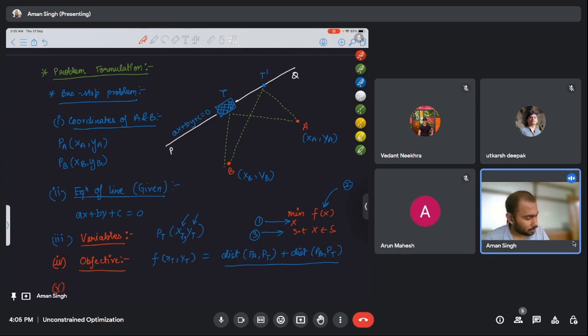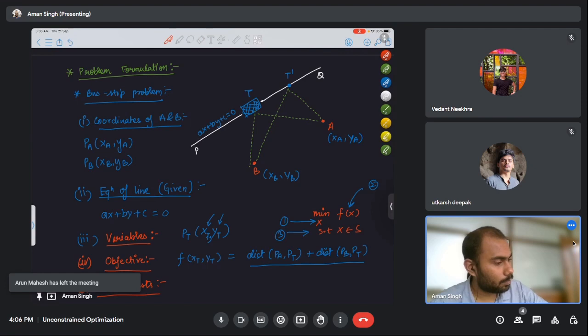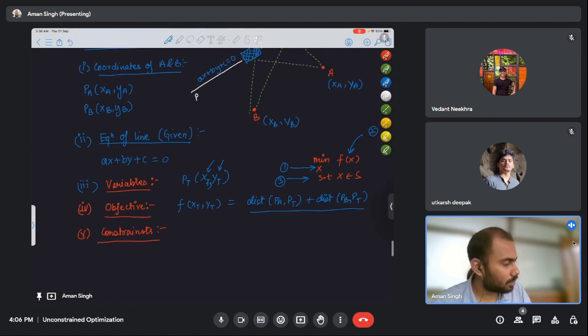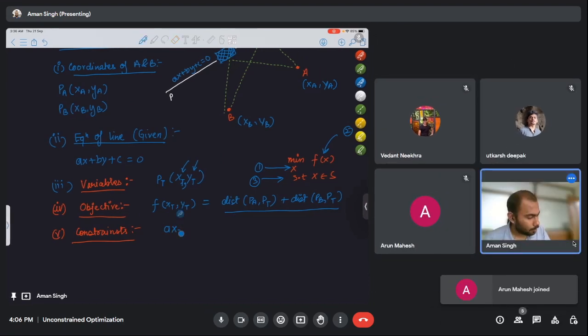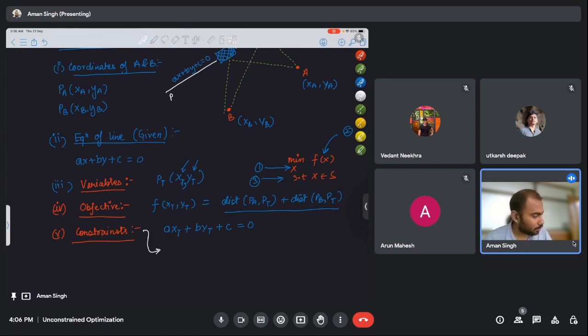And the last thing is constraints. So constraints are AXT. Basically, constraint in English will tell you that the bus stop should be on road PQ. So this is what this is saying, that the coordinates of the bus stop should be on the road PQ. So this is the constraint.